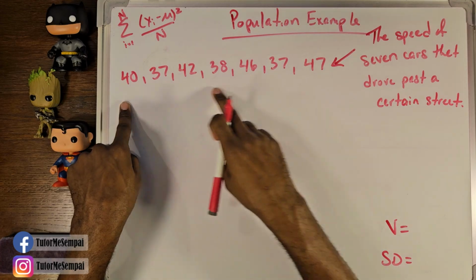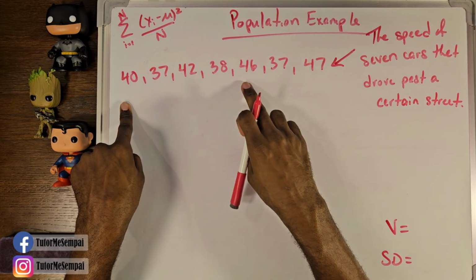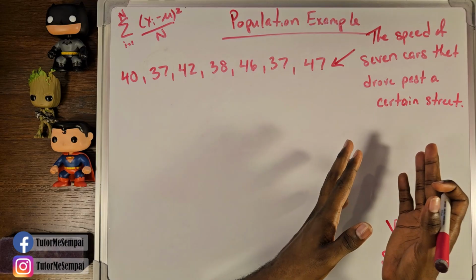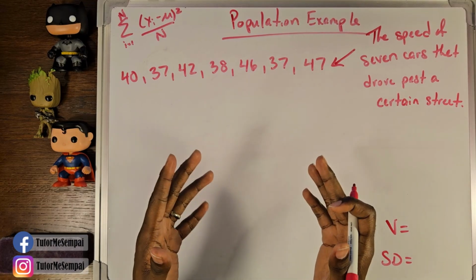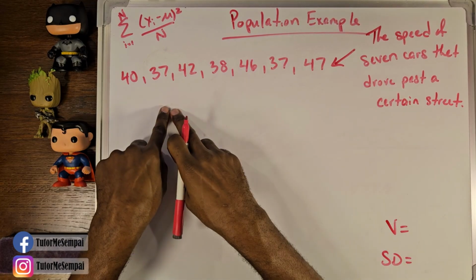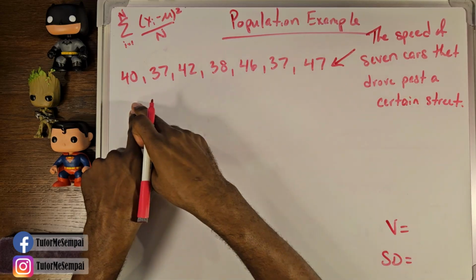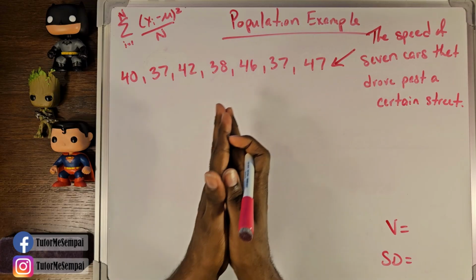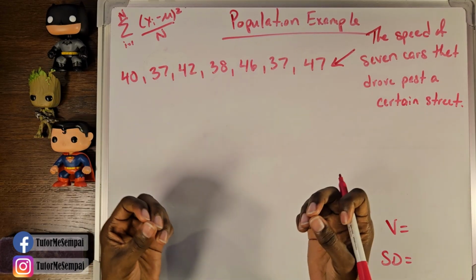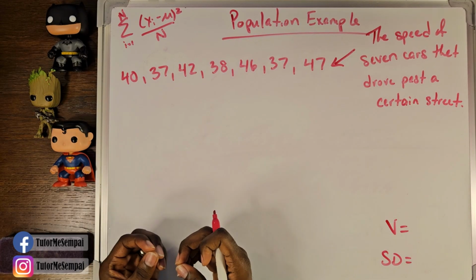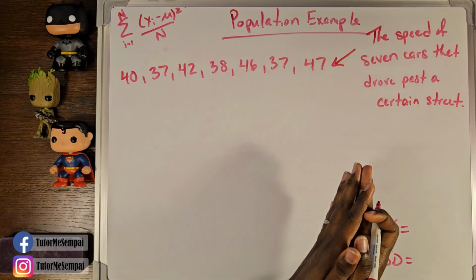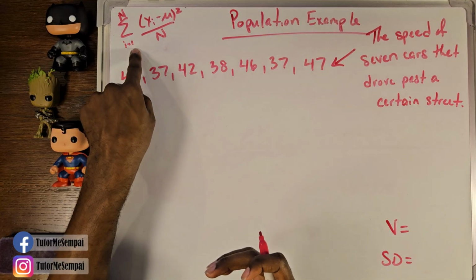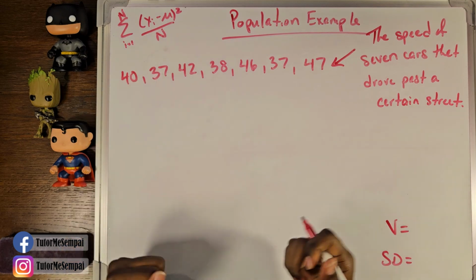I gave you how many numbers here? 1, 2, 3, 4, 5, 6, 7. And I told you these are the speeds of 7 cars that drove past a certain street. Well, if there are 7 cars and I gave you 7 numbers, everything is accounted for. That tells you that this is going to be your full population. Everything that you're trying to measure is accounted for. So this is the population variance that we need to find, and I've given you your formula up here just for your remembrance.